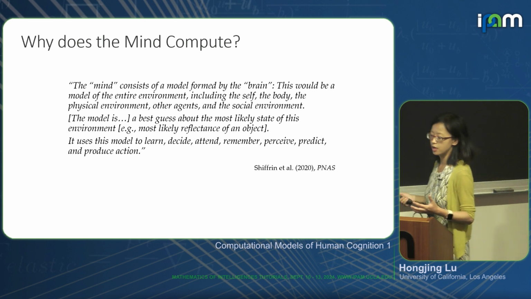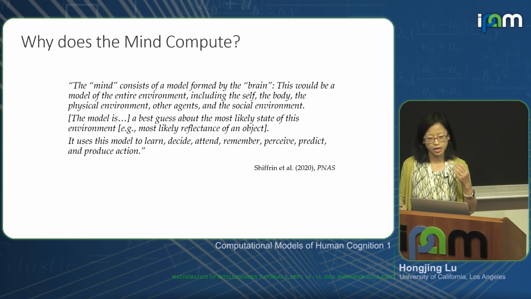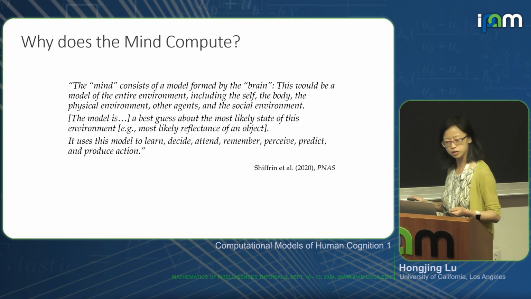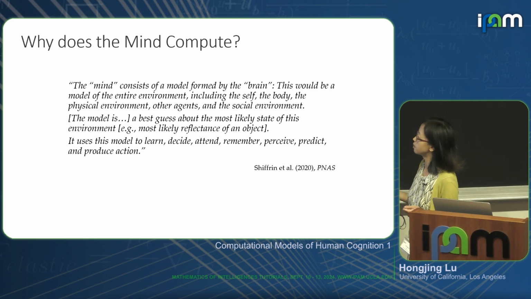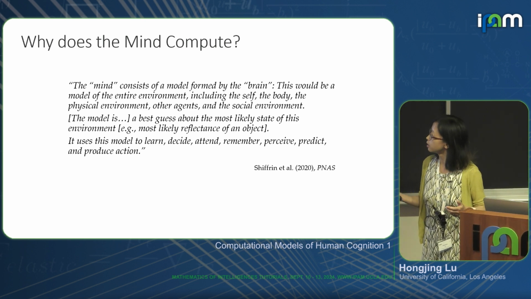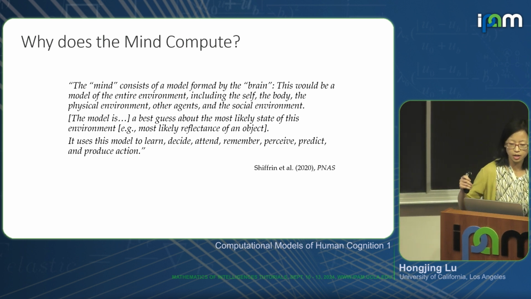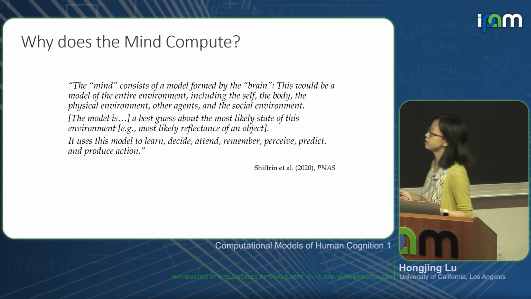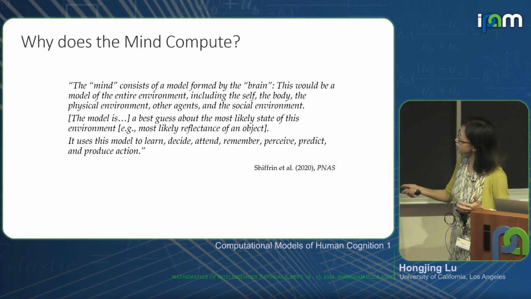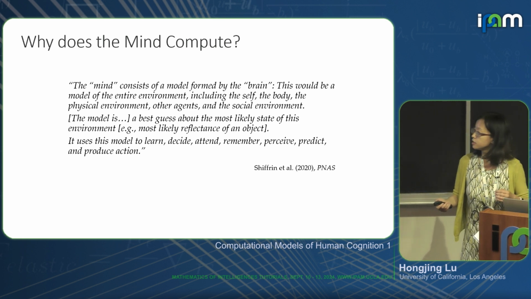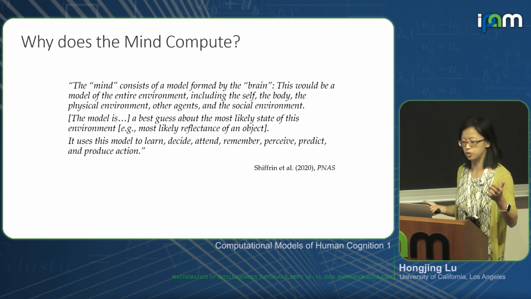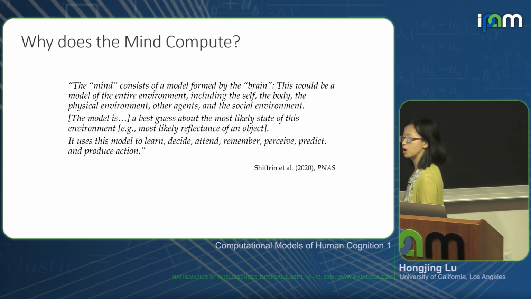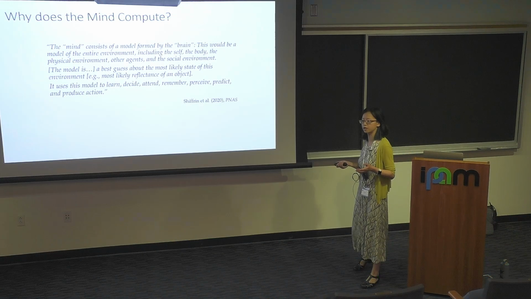And this model is basically just trying to make the best guess about the entire environment, including yourself and your body, the physical environment, other agents, and the social environment. So in other words, the mind is a set of models which help us infer the likely state of the environment, so that we can learn, make inferences and predictions, and produce actions and behaviors. That makes this kind of mathematical modeling very appealing for cognitive psychologists.